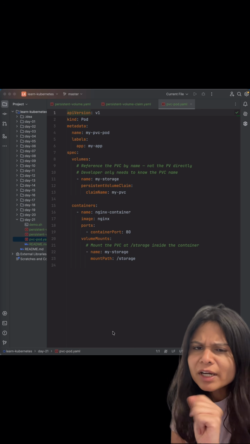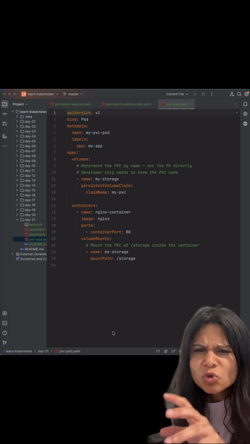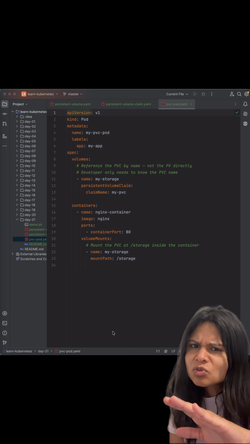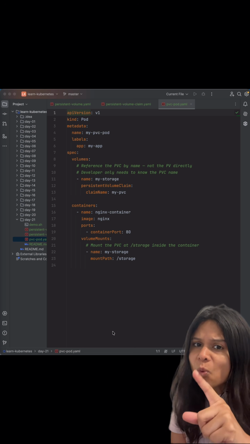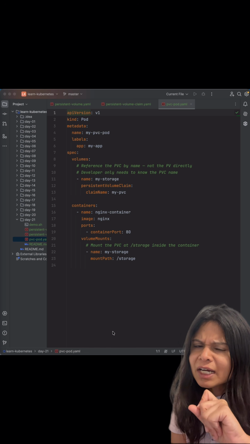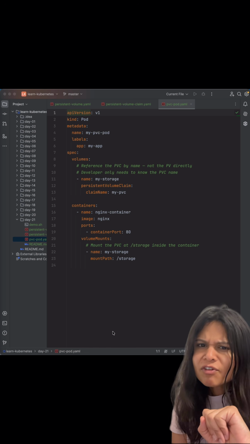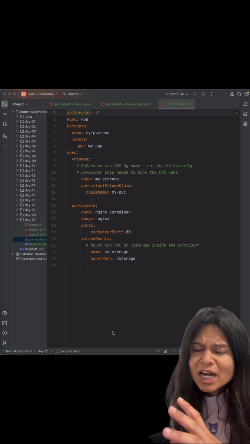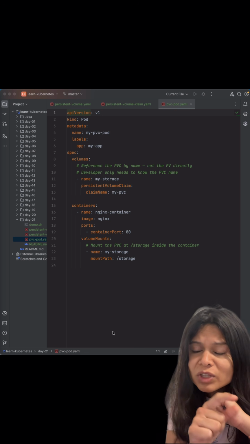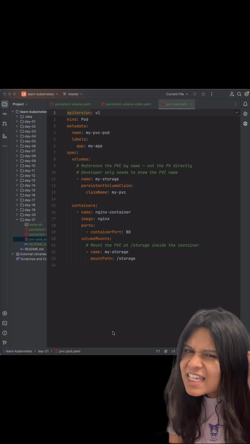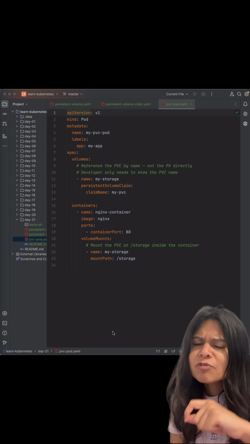On day 20, we learned emptyDir dies with the pod and hostPath is tied to a node. Neither is suitable for real production storage. What if you need storage that lives independently of any pod? Storage that survives pod deletion and can be managed by an admin, while developers can simply request it without knowing the underlying infrastructure. This is exactly what PersistentVolumes and PersistentVolumeClaims solve.